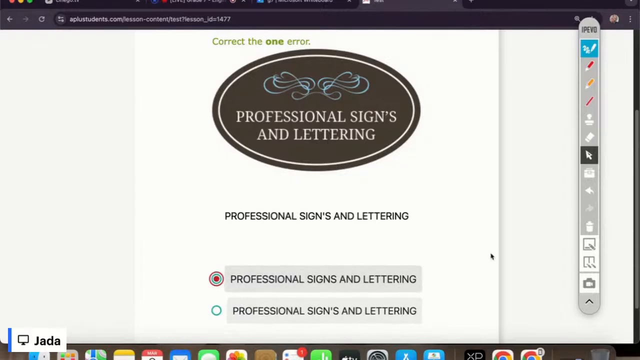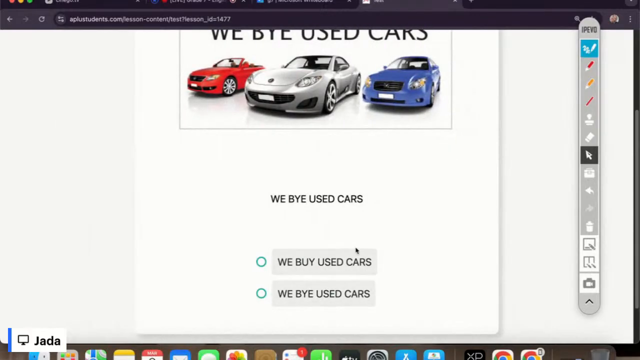So we have signs, not with apostrophe and s. So we buy used cars. Correct the error here. Is it the first or the second?